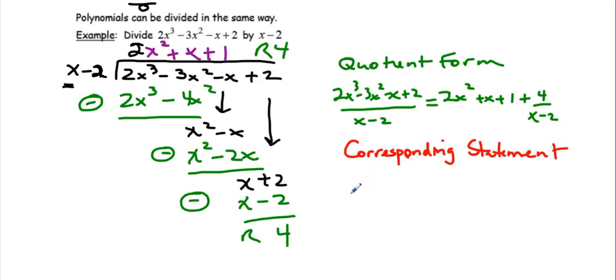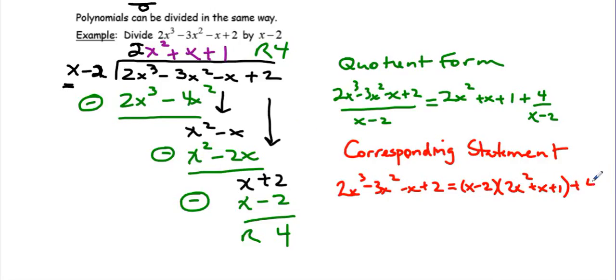So you're saying that the polynomial 2x cubed minus 3x squared minus x plus 2, well, that's equal to the divisor x minus 2 times the quotient 2x squared plus x plus 1 plus the remainder 4. So technically, if I FOILed this out and added 4 to it, I should get this polynomial that I started with. Okay? So 2 different forms.